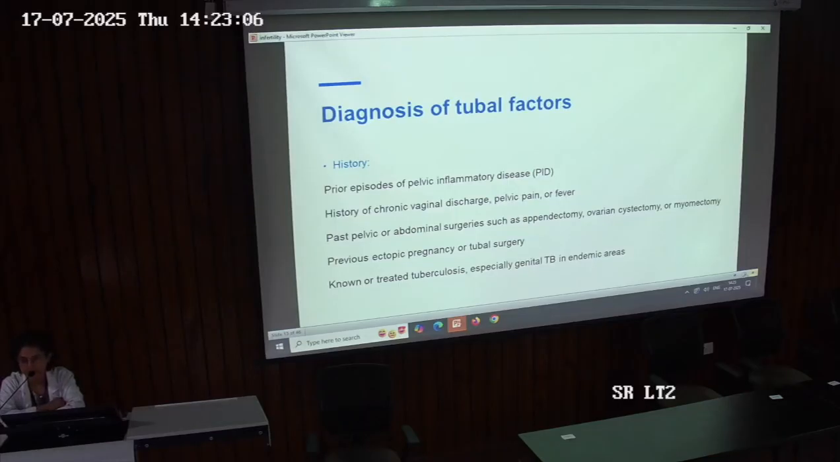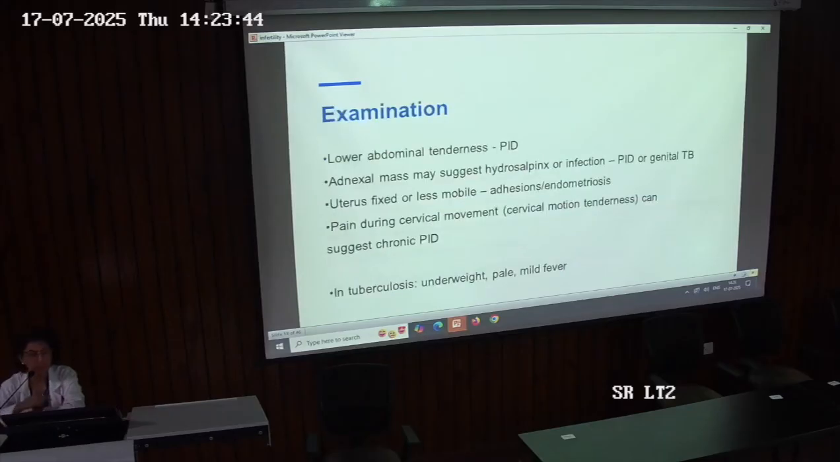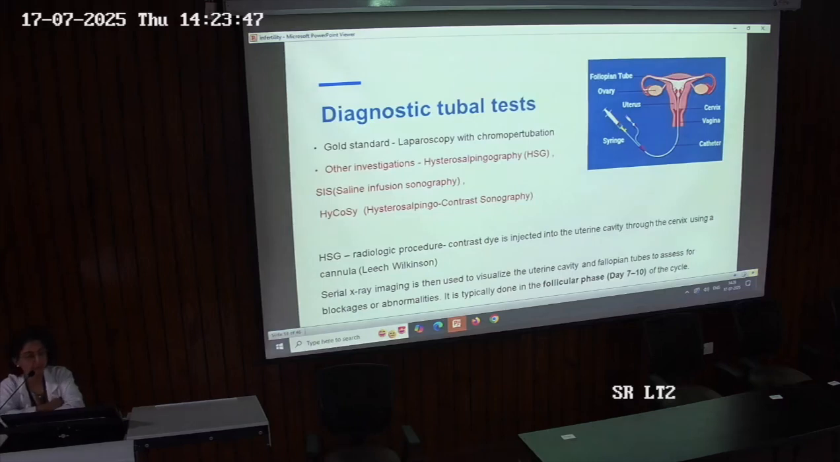First, when we suspect tubal factor infertility, there may be a history of PID, like excessive white discharge, pain in the lower abdomen, history of ectopic pregnancies, and in tuberculosis, what is the most common complaint? Hypomenorrhea, decreased menstrual flow, is the only complaint with infertility that the patient comes with in the OPD, and that clicks towards genital tuberculosis.